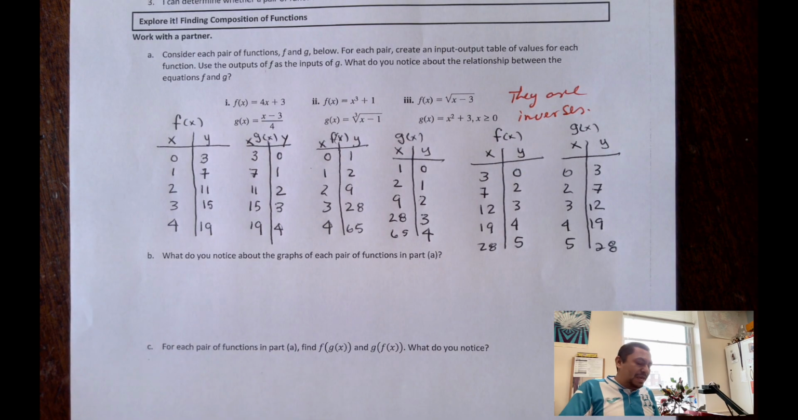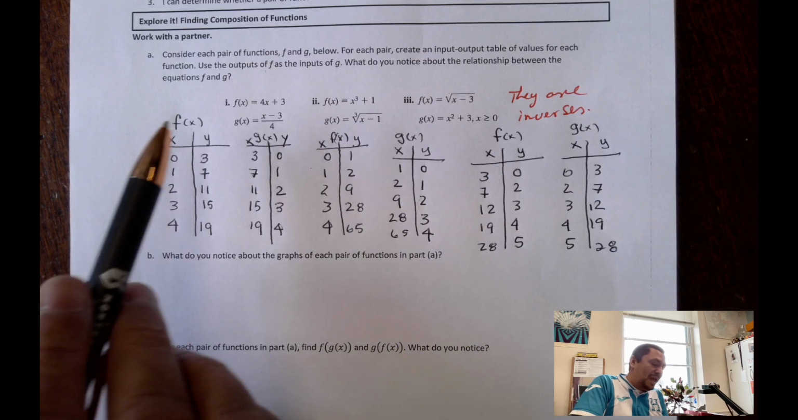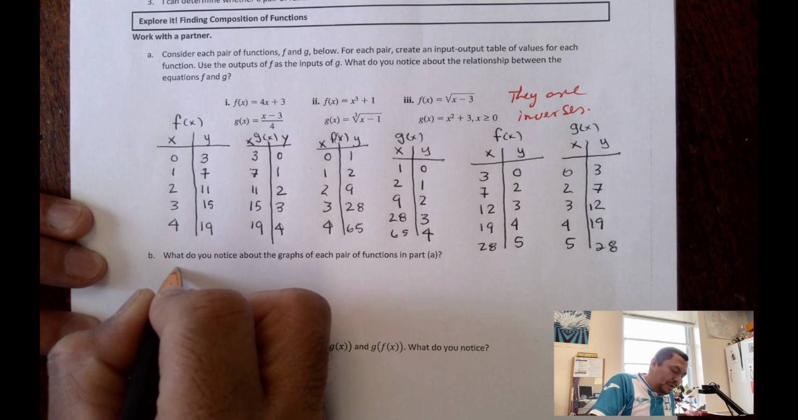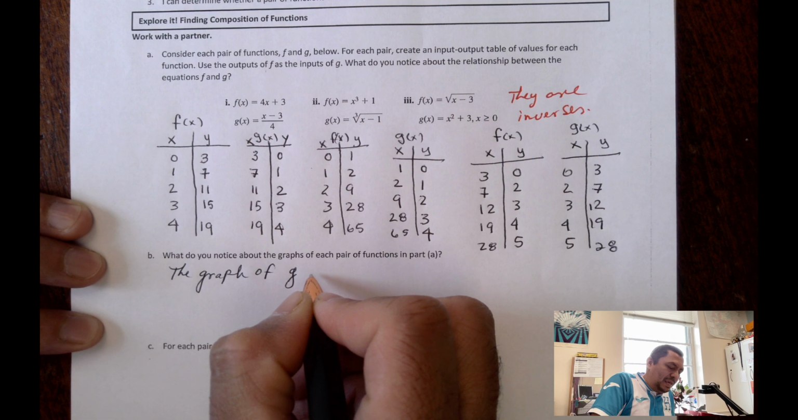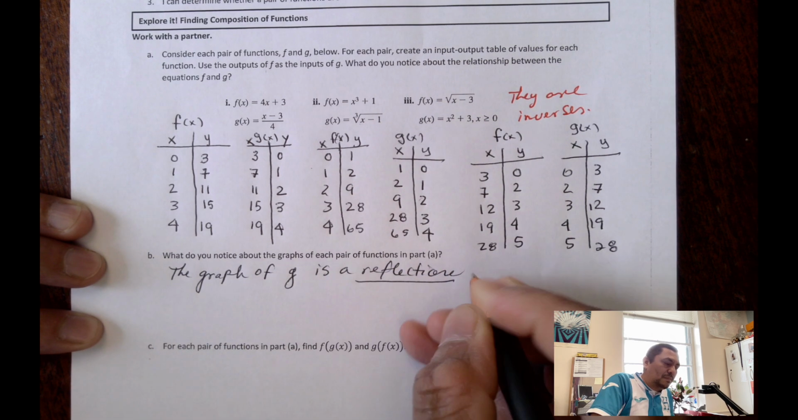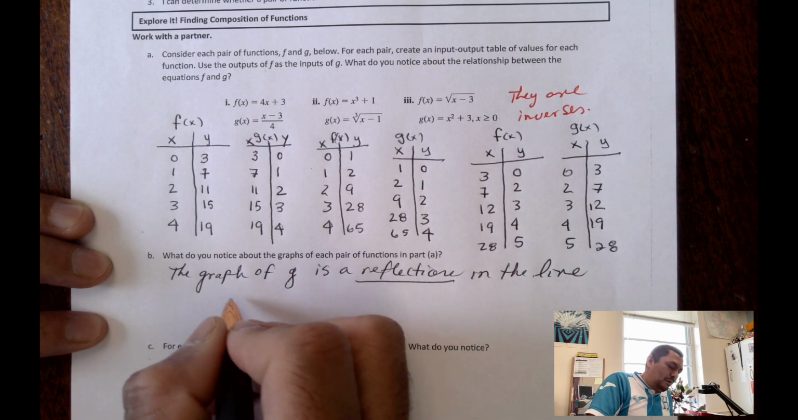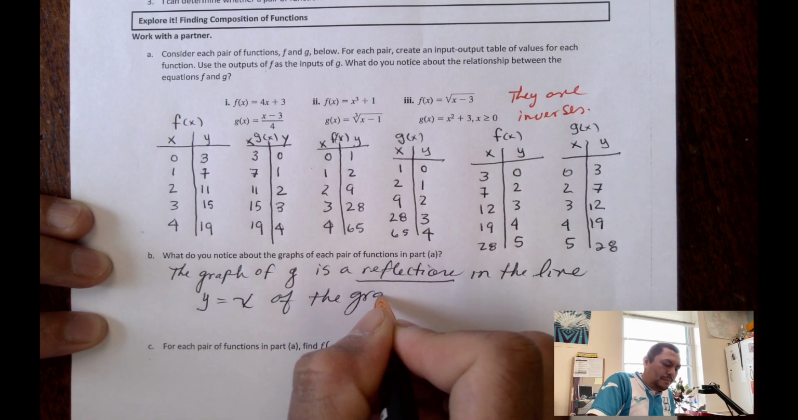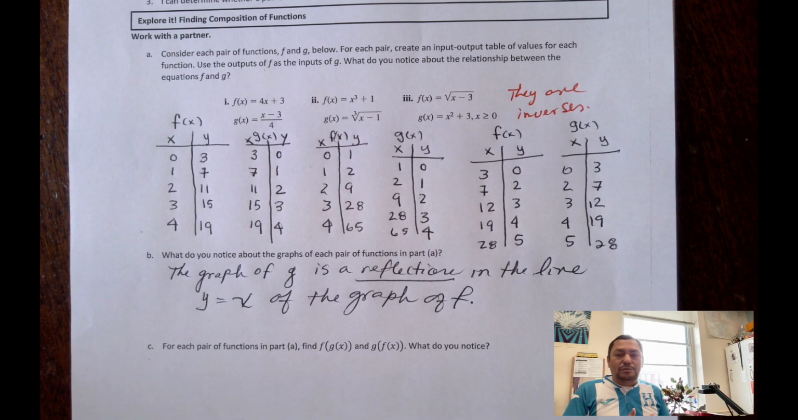Okay. Now, b, what do you notice about the graph, in this case, of each pair of functions in part A? So I'm going to write a sentence here. The graph of g is a reflection in the line y equals x of the graph of f.